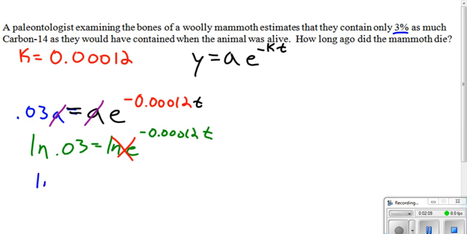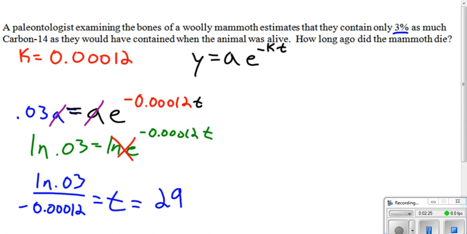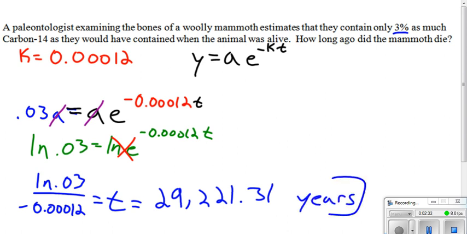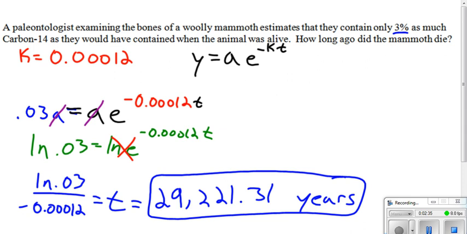So to find t, get t alone, we just have to divide both sides by that decimal value. So we would say ln 0.03 divided by negative 0.00012 equals t. Plugging that into our calculator then, this will give us that t equals 29,221.31 years. So that woolly mammoth died a long time ago. Cool beans.